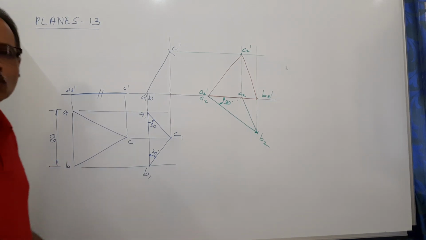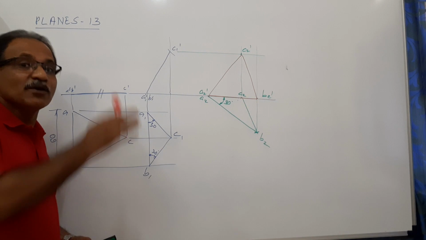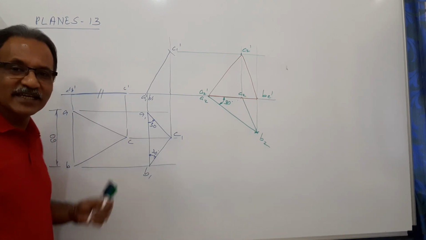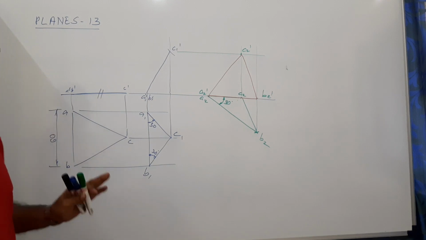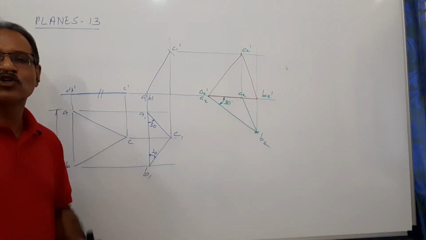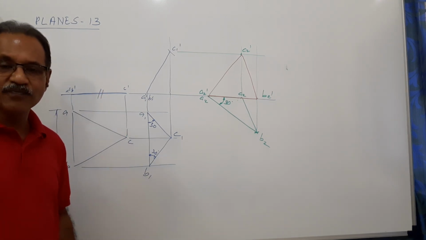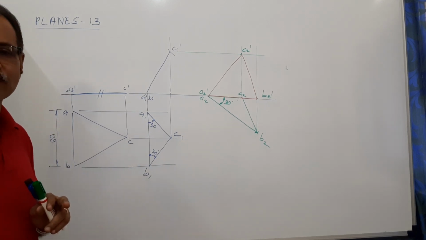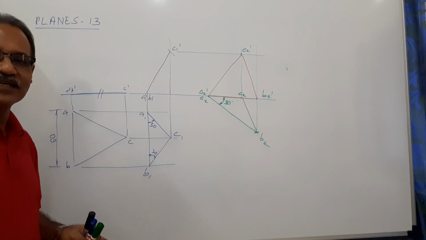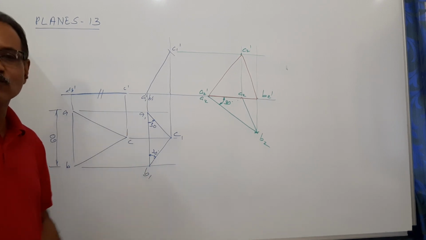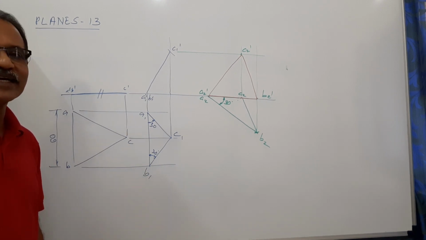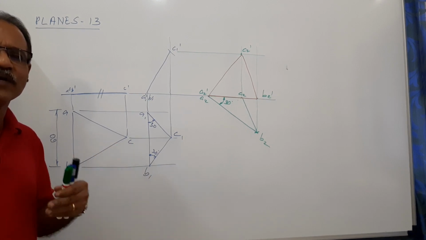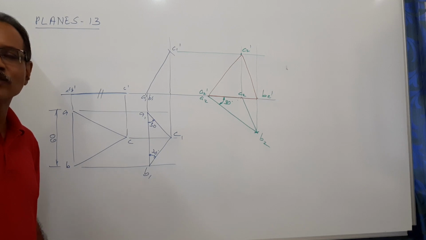Same thing you can draw, keeping on VP. So the question can be reframed. What's the question? An equilateral triangular lamina, 60 mm side, rests on HP on side AB, which is making 30 degrees to VP in such a way that the side AC is on VP. That's the question. Agreed? You simply change HP to VP and VP to HP. That's all. You get a new question.